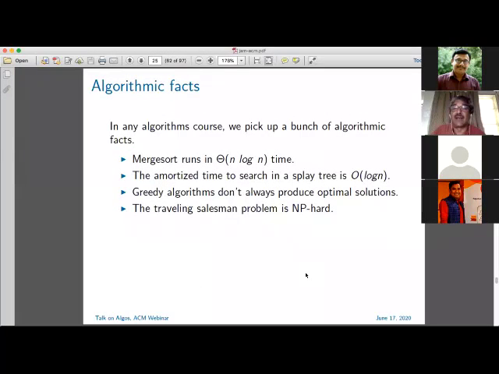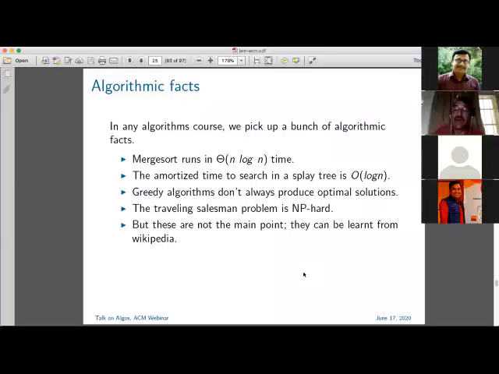Now, main point is that in an algorithms course, we pick up a bunch of algorithmic facts. For instance, merge sort runs in theta n log n time. The amortized time to search a splay tree is order log n. Greedy algorithms don't produce optimal solutions. The traveling salesman problem is NP hard. These are all things that you learn in a good algorithms course. Now, these facts are important, but the objective of the course is not to learn these facts at all. It's not the main point. In fact, Wikipedia can tell you any of these things. And you should use Wikipedia and Google to find out facts. After all, that's what we use for many things in life.